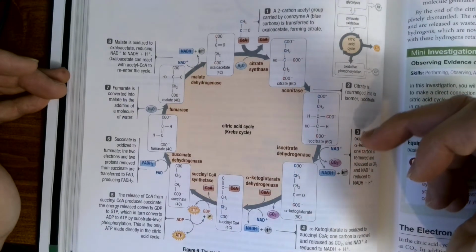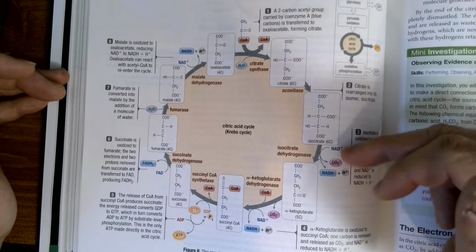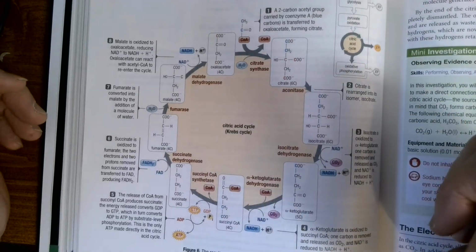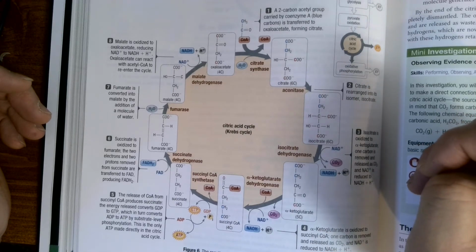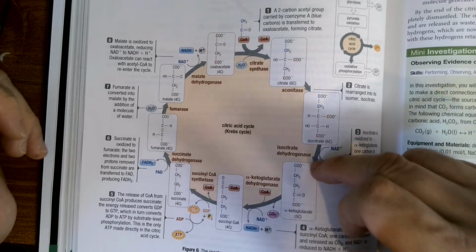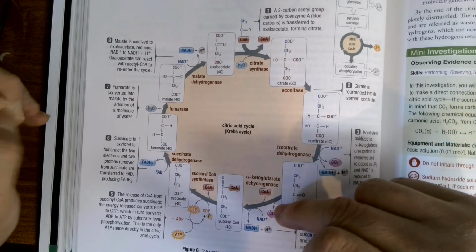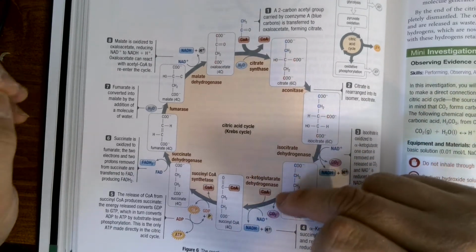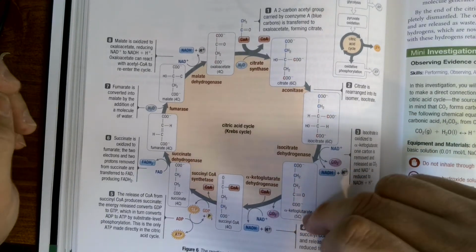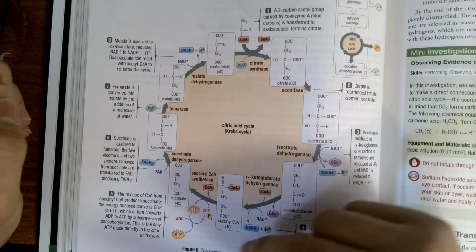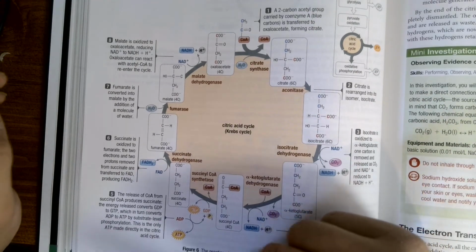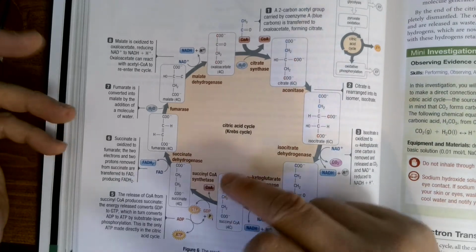So, in this case, after the isocitrate, that's when I start to remember. It's like, oh yeah, that's where I start losing those electrons and hydrogen. So, isocitrate dehydrogenase, and I'm going to lose the electrons again. So, alpha ketoglutarate dehydrogenase. Now I know that after alpha ketoglutarate, I have a succinyl CoA.